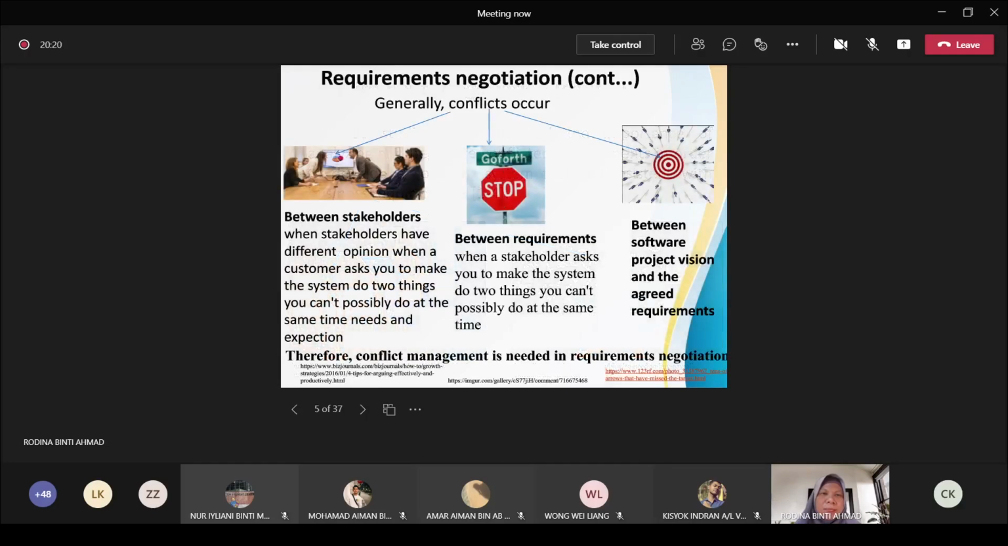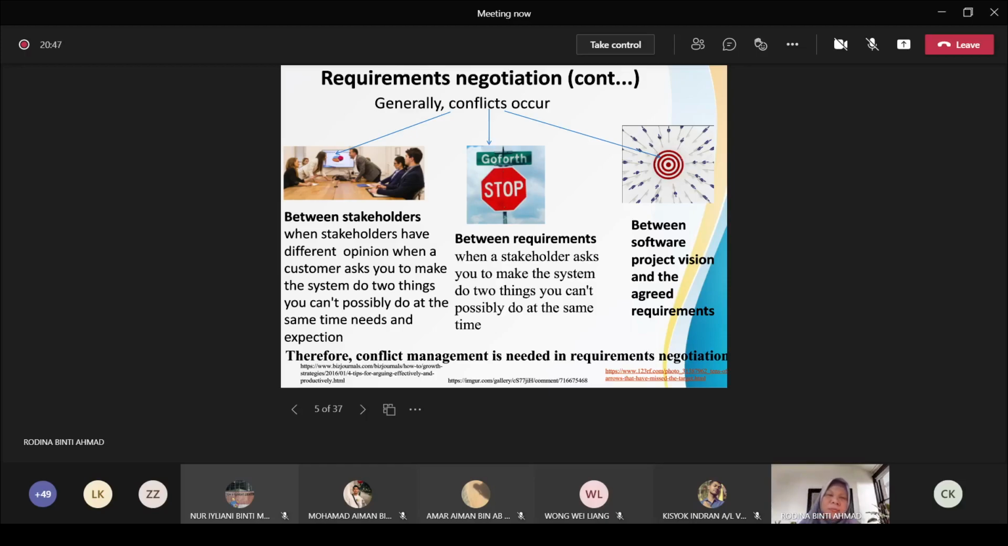So what can happen generally in a requirements engineering process? Generally, we say that conflict or disagreement can occur between stakeholders themselves, when the stakeholders have different opinions about certain functionalities. Or, for example, when the customer asks you to make the system do two things and you cannot satisfy both, that can also lead to conflict.